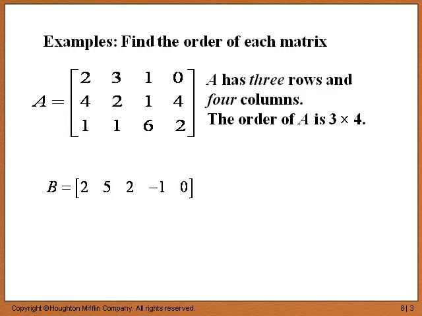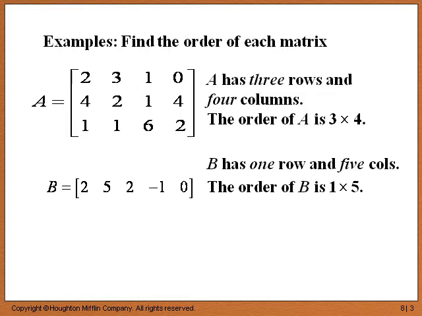How about this matrix, B? What order is B? Quickly write it down. B has 1 row and 5 columns, therefore it is a 1 by 5 matrix. The order of B is 1 by 5. B is called a row matrix just because it has only 1 row. Also, a matrix that has only 1 column is called a column matrix.